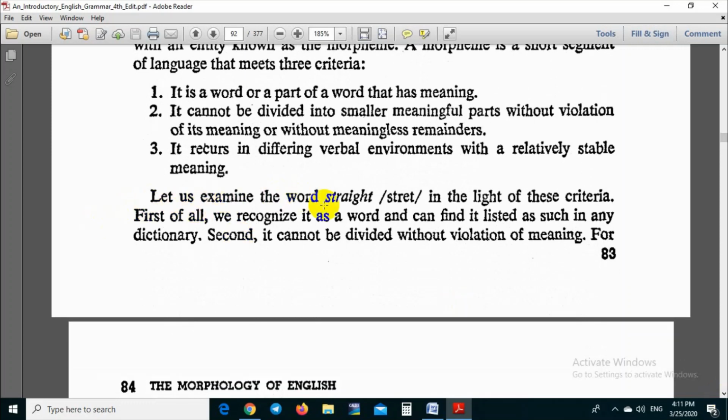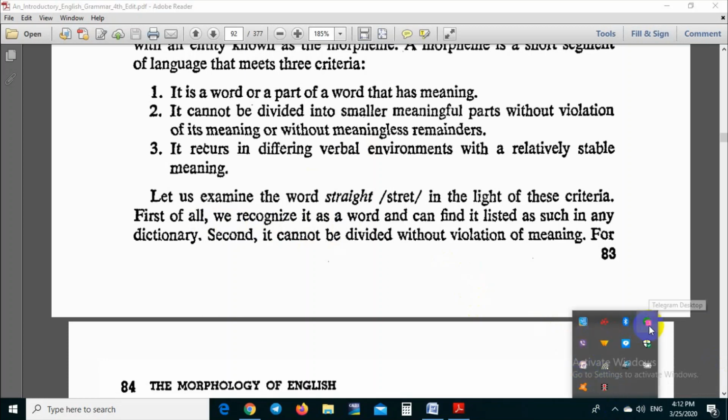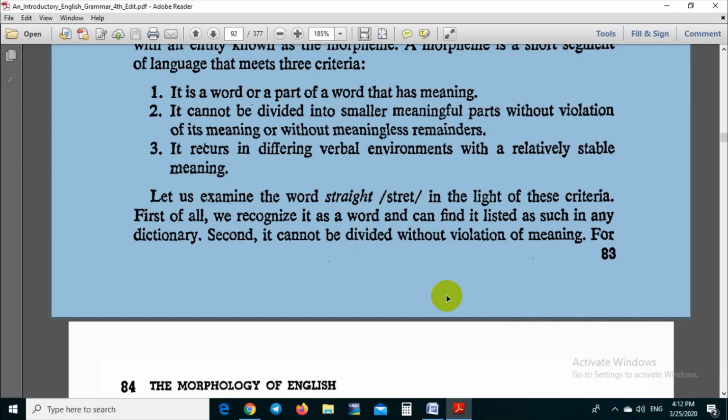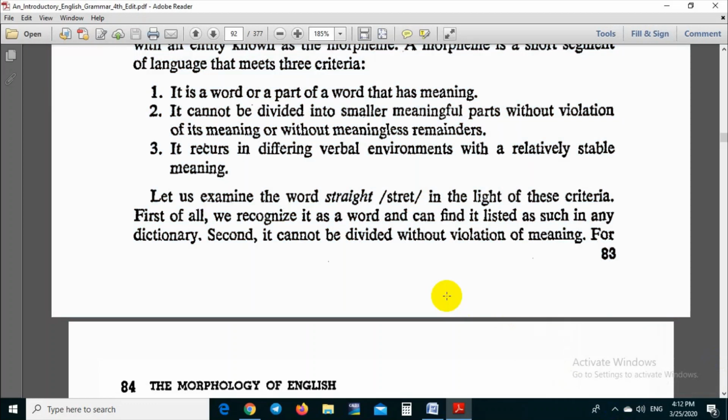Let us examine the word straight in the light of these criteria. According to these three criteria, try to apply them to the word straight, for example. Let's see if it is a morpheme or not. First of all, we recognize it as a word and can find it listed in any dictionary. So if you open your dictionary and look for this word straight, you find it with a stable meaning. So criterion number one is applied.